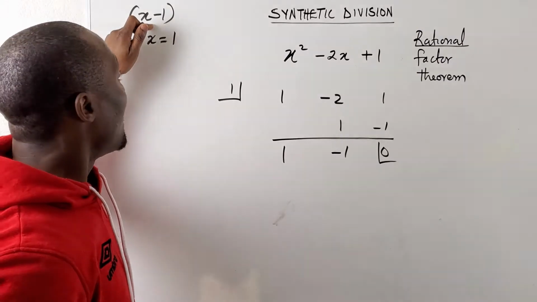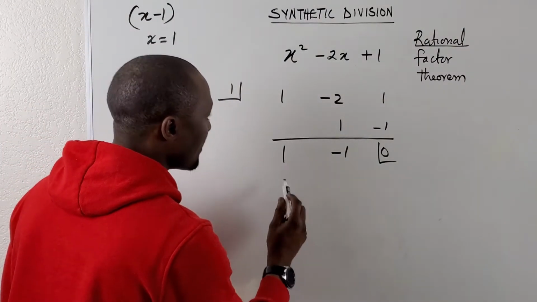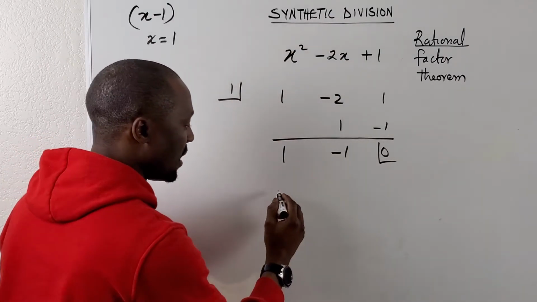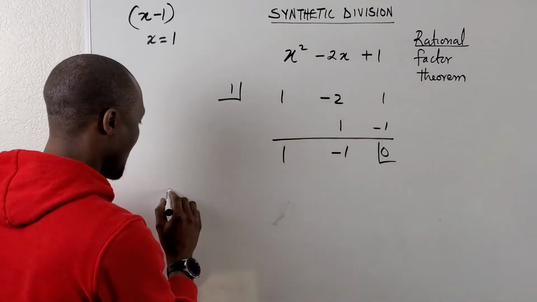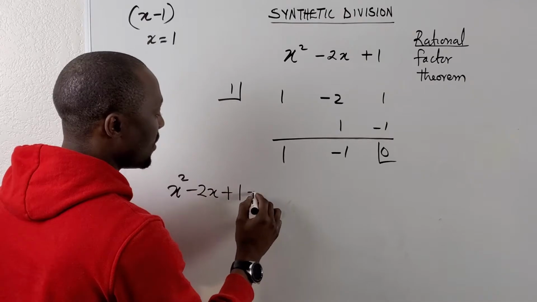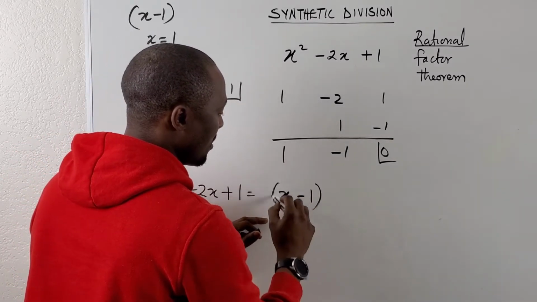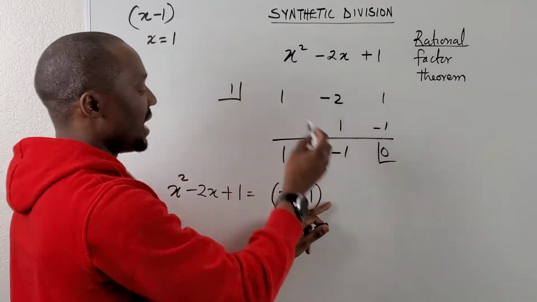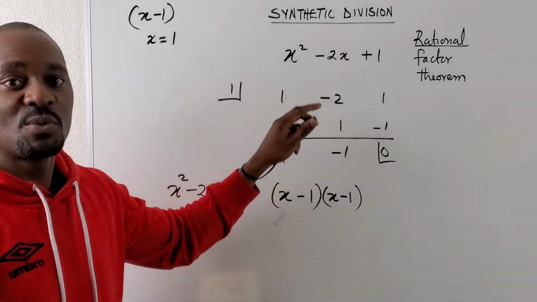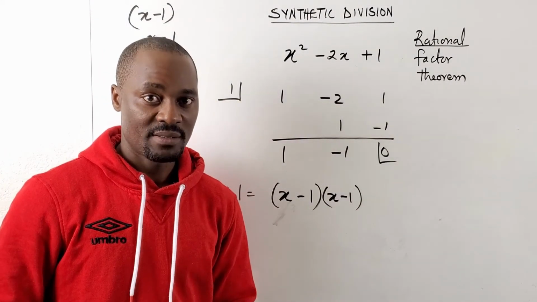So if this is a factor, what you have here will be 1x. Remember, the highest was squared, so the answer here has to be 1 degree lower. So your answer is going to be x squared minus 2x plus 1 will be equal to x minus 1 multiplied by, what did you divide by? X minus 1. That's it, which is the same answer we got from the other quadratic reasoning. Okay, one more example.